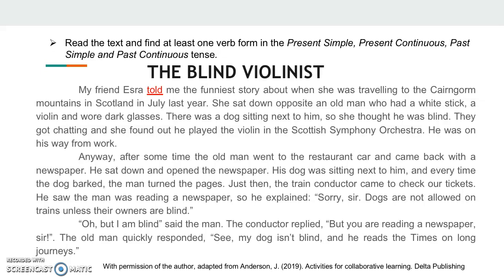Now please pause the video and read this text, and then find at least one verb form in the following tenses: the present simple, the present continuous, the past simple, and the past continuous. The first one is underlined as an example for you. Told is a verb in the past simple. Now it's your turn.